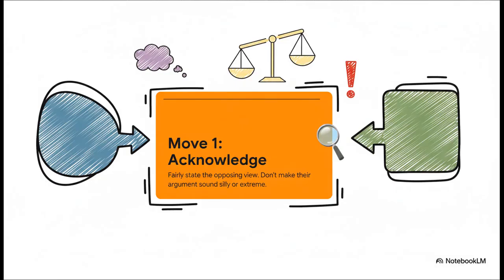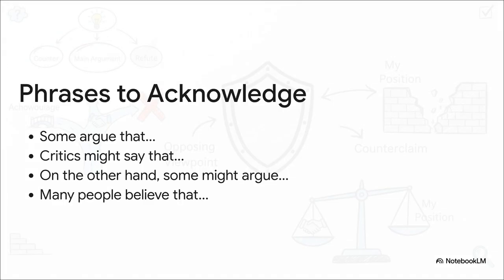All right, step one is to acknowledge. This means you have to state the opposing view clearly and, this is super important, fairly. The goal here isn't to make their argument sound ridiculous just so you can easily knock it down. You have to engage with their actual point respectfully. And you can make this super smooth with some simple signal phrases. Things like, critics might say that, or some people argue that. These are perfect little signposts that guide your reader into the counterargument.